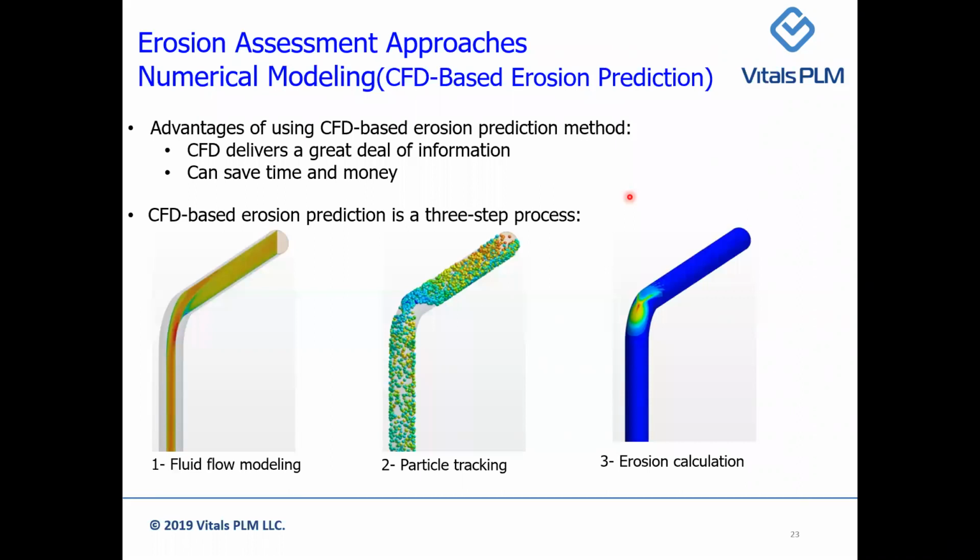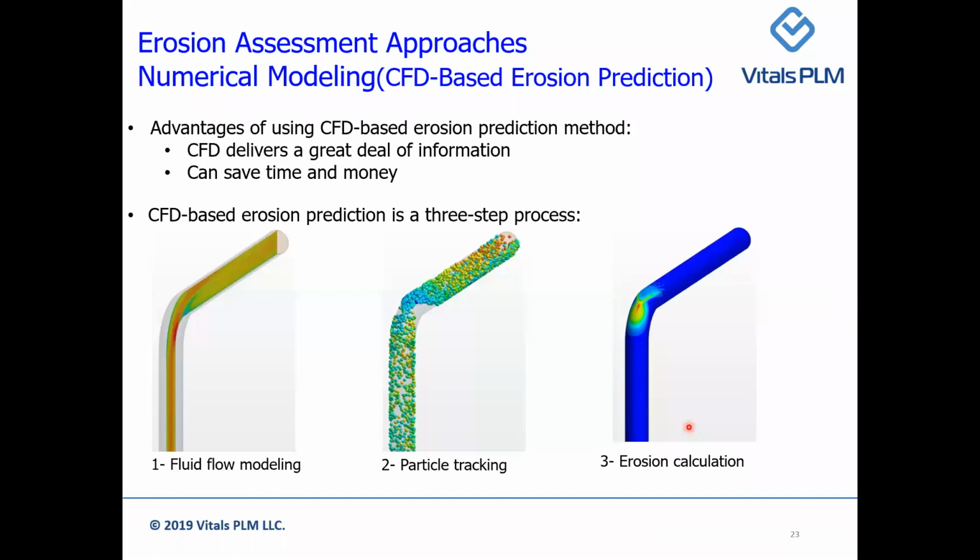Erosion prediction using CFD has advantages, like it can deliver a great deal of information and also can save time and money. Erosion prediction using CFD is a three-step process. First step is flow modeling. Second step is particle tracking using a Lagrangian approach. And the last step is erosion calculation using information from particle impingements on the wall.